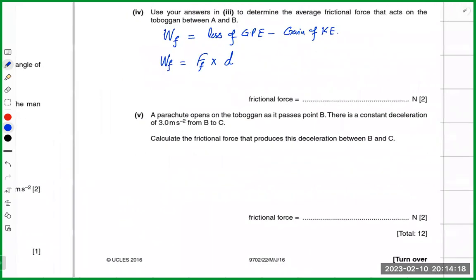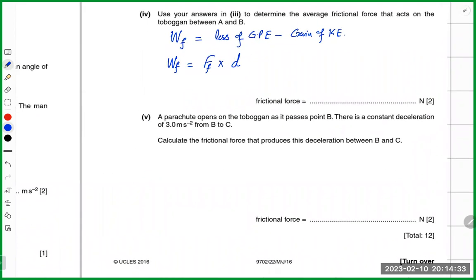The parachute opens on the toboggan as it passes point B. There is a constant deceleration of 3 meters per second square from B to C. Calculate the frictional force that produces the deceleration between B and C. Force equals mass times acceleration. So all you have to do is find this, and this will give you the net force.